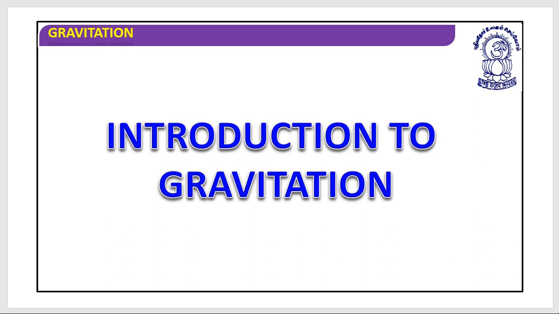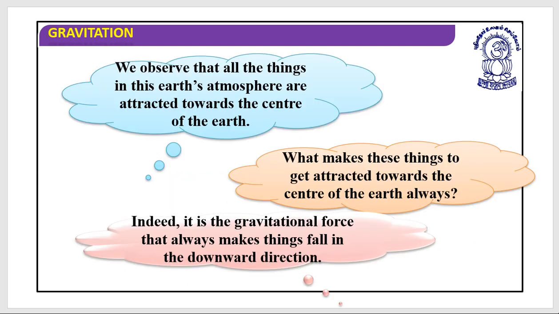In this session we are going to discuss a very introductory session about gravitation. So let's begin. We sometimes observe that all the things in this earth's atmosphere are attracted towards the center of the earth. Why? What makes these things get attracted towards the center of the earth always? So what would be the answer? We must say that it is the gravitational force that always makes things fall in the downward direction. It is the gravitational force which does this for us.